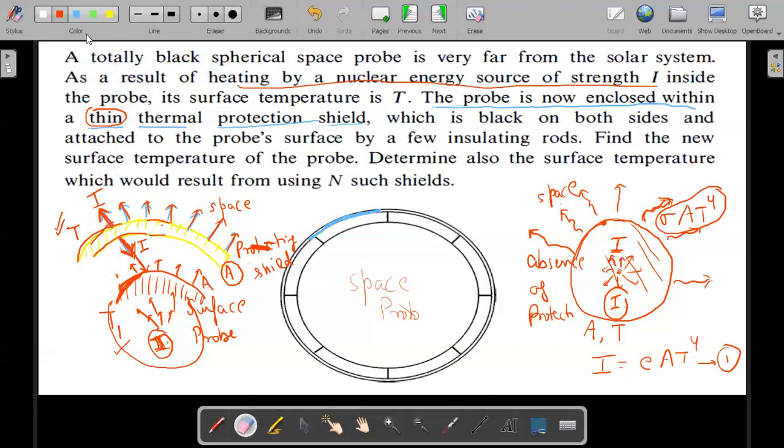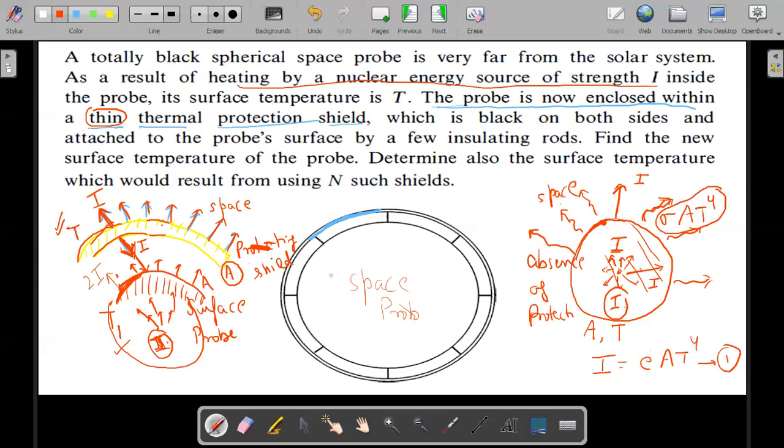So it must radiate energy at a rate which is twice of I. It must radiate. Right? I repeat my point. Initially, the surface of the spherical probe was radiating energy in the outer space at a rate I, because it was receiving the energy at the same rate I from inside that probe.